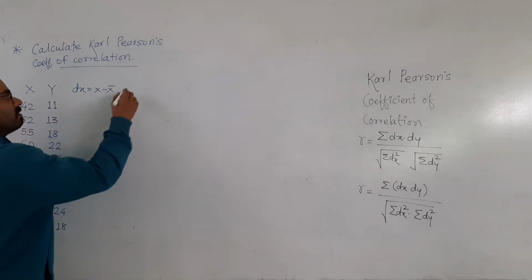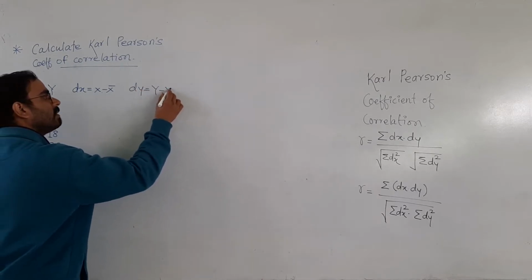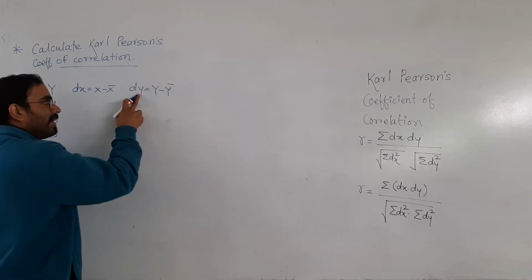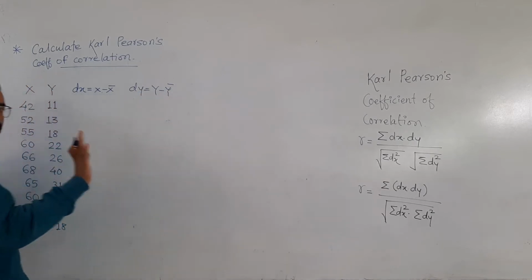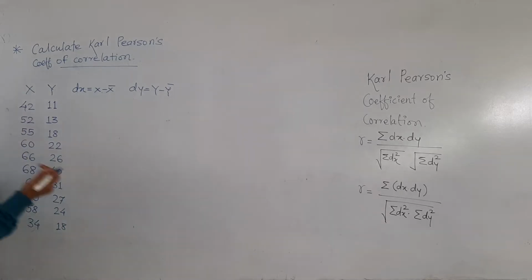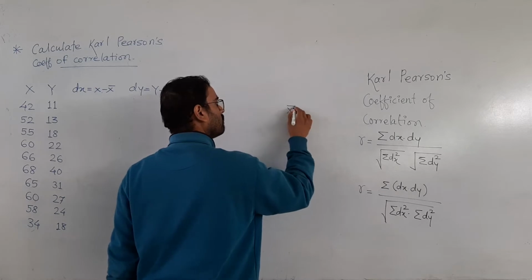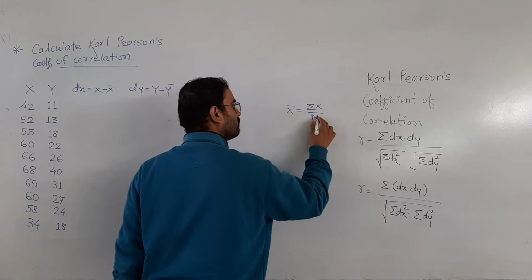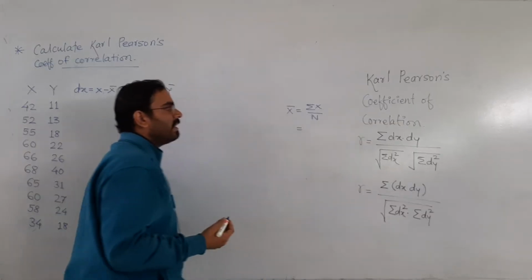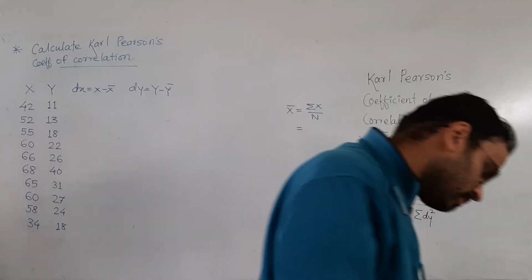In the same way, we need to calculate dy. The formula will be the same: y minus y bar. So to find dy, we must know y bar. Y bar and x bar are nothing but mean values. So let's find the mean. X bar is nothing but summation x divided by the number of terms. So let's find the summation x, just sum that column.